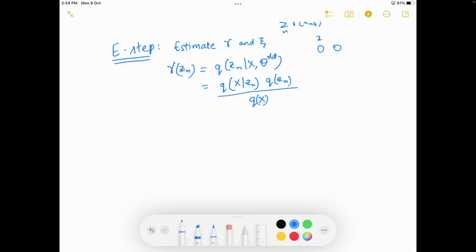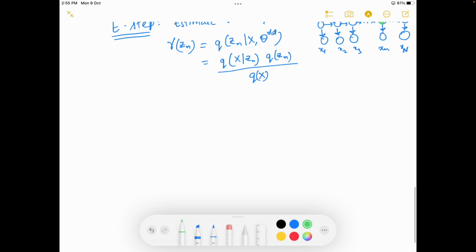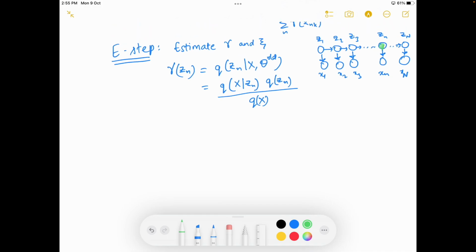I will just draw it once here. So this is z1, z2, z3, so on up to somewhere in the middle you have zn, then you have z capital N. And in the outputs, you have x1, x2, x3, xn, x of capital N. This is your hidden Markov model. And you are computing gamma at some zn, the probability of this zn given all the x.